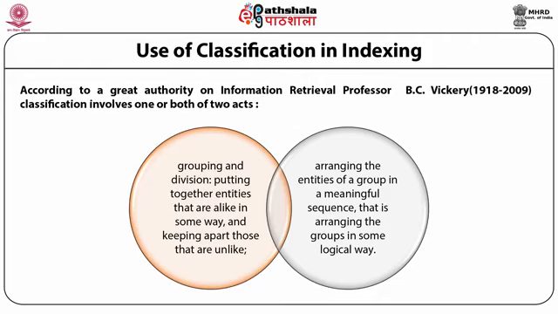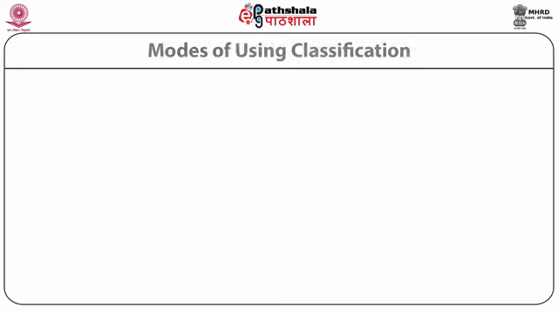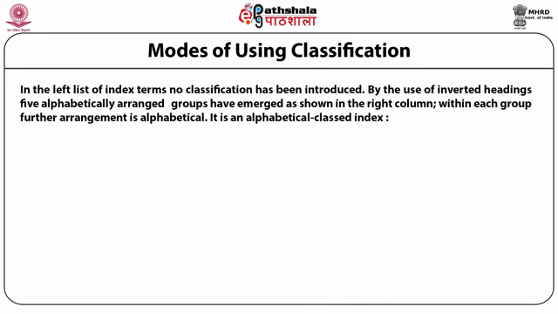So this is the act of classification, broadly speaking, as told by Professor Vickery. Modes of using classification in indexing methods. There are two lists of the same terms on the left and the right. In the left list of index terms, no classification has been introduced. The broader classification is that all these terms belong to binding. But on the right, the terms have been grouped and subgrouped in smaller extent, making many groups within the group.